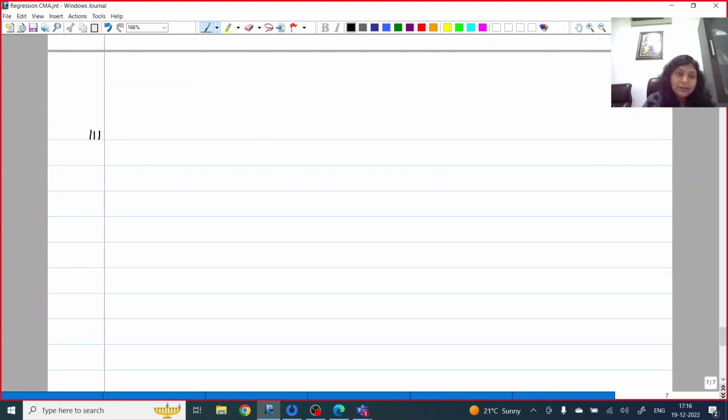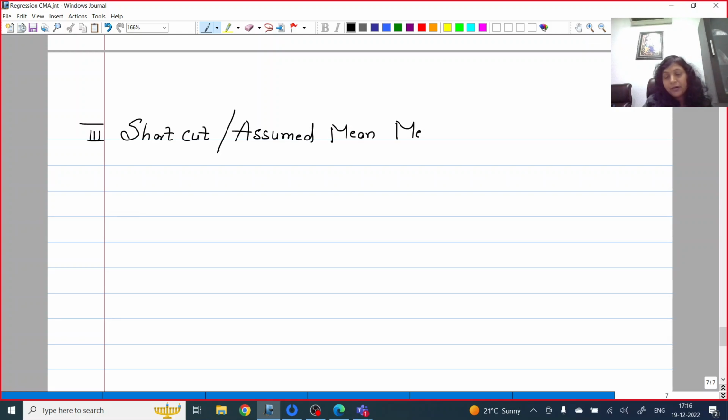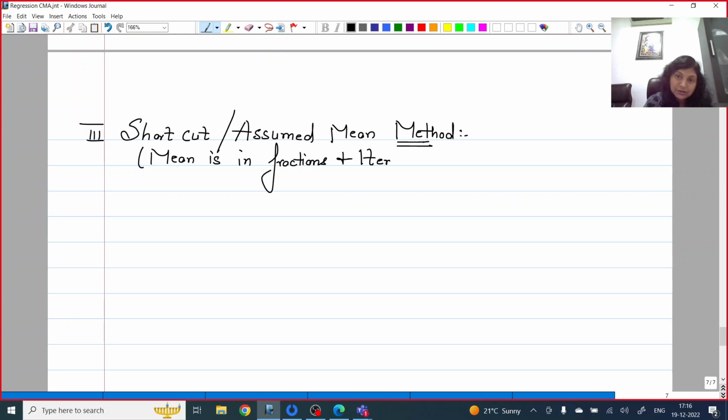Now let's move to the third method, and that is called the shortcut or assumed mean method. This method we apply in those situations when the mean is in fractions and items are large. So in that case we use the shortcut or assumed mean method.